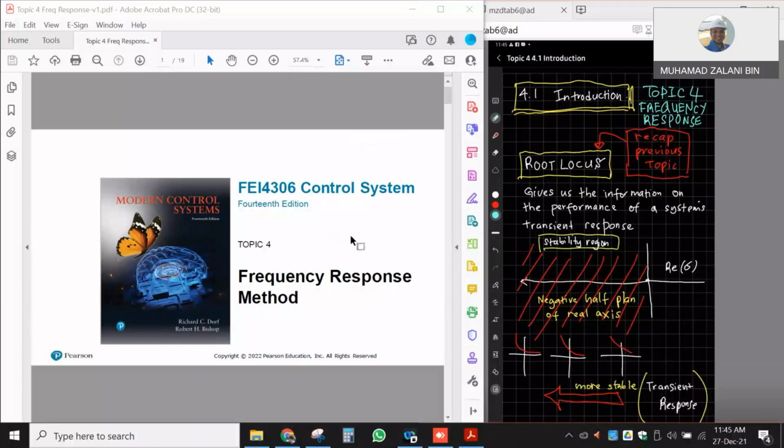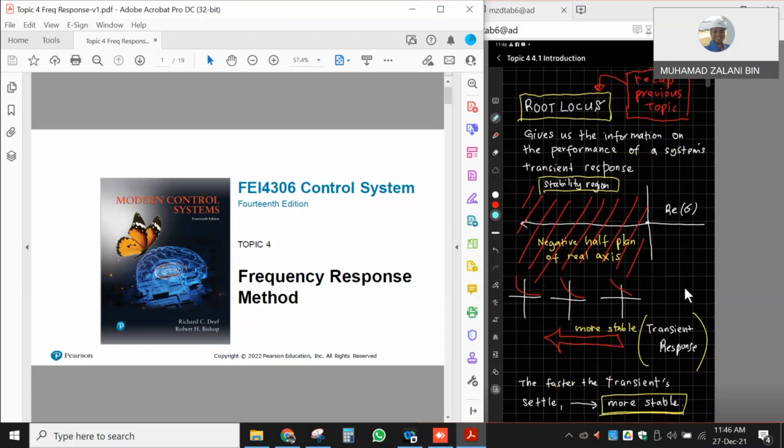So in this session, I will start discussing topic 4, which is frequency response method. This topic 4 is actually the fourth topic out of 5 topics to be discussed in this control system lecture. In our previous session, we discussed the root locus. Root locus is one of the methods on how we can plot the locus on the S-plane so that we can observe the behavior of a system in terms of stability.